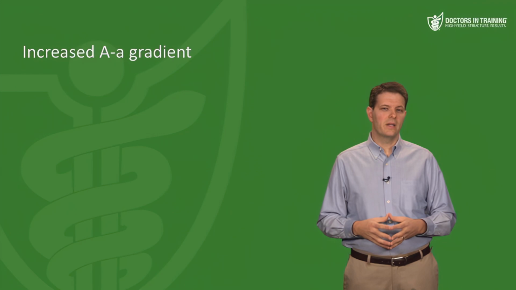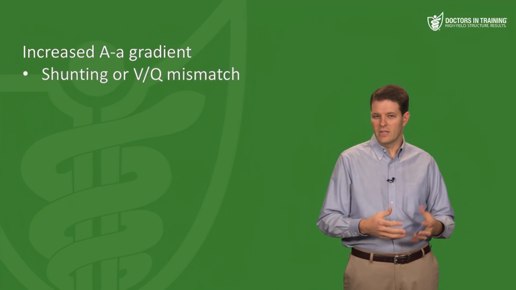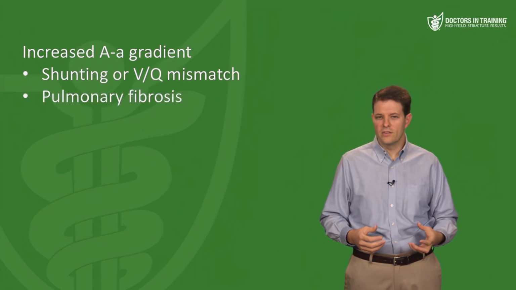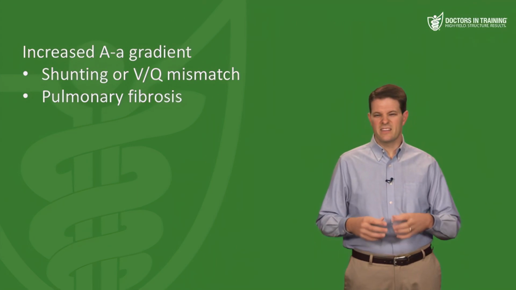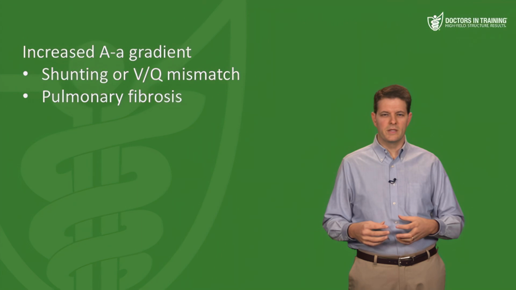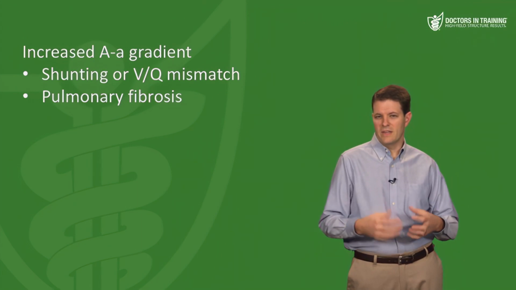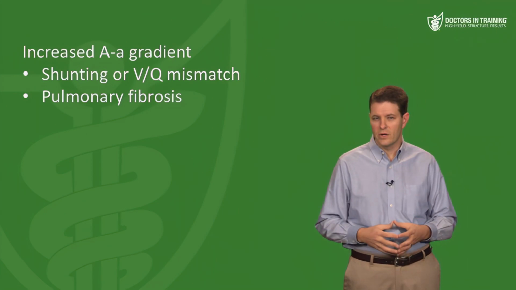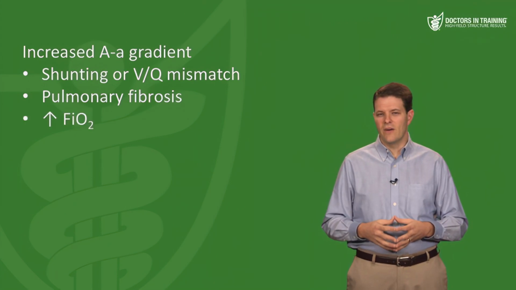Well, increased AA gradient can be due to shunting or VQ mismatch, where the blood isn't making it to the alveoli. You can have increased AA gradient from something like pulmonary fibrosis, which causes a diffusion limitation. A diffusion limitation means that something has thickened the diffusion barrier between the type 1 pneumocytes and the basement membrane and the endothelial cells. And it prevents gases from diffusing freely across the barrier, so you can't exchange gas very well. Another factor that can increase the AA gradient is an increased FiO2.